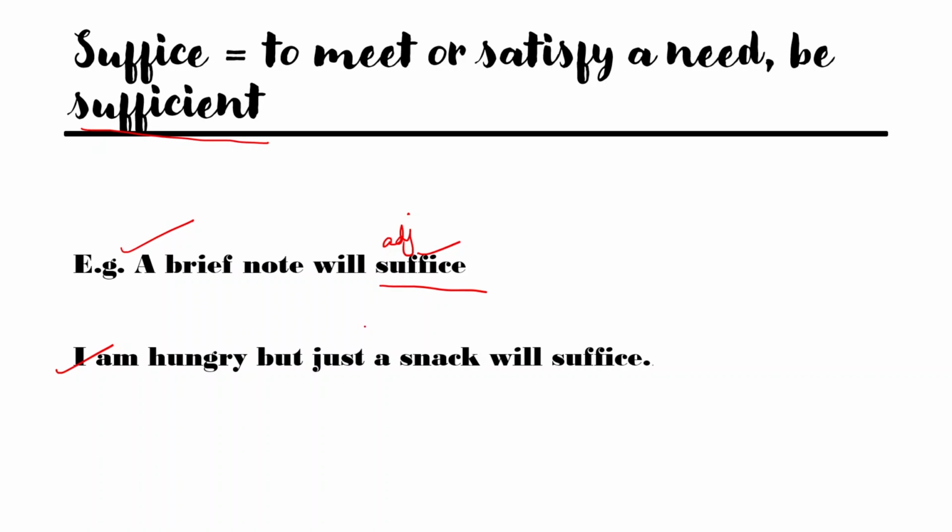Look at the next sentence. I am hungry, but just a snack will suffice. This is the verbal form of sufficient. You can use sufficient also instead of suffice. Like, I am hungry, but just a snack will be sufficient. If you use will be, then you can use the adjectival form of sufficient.